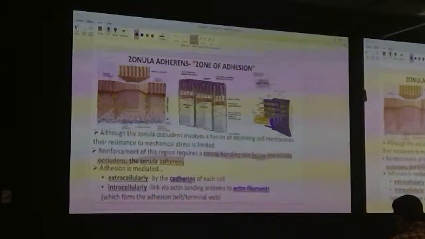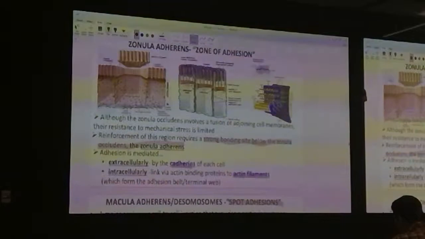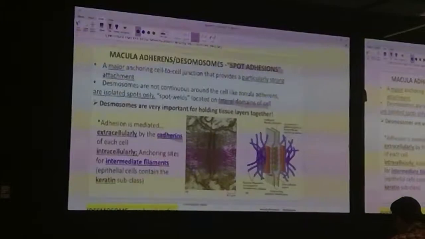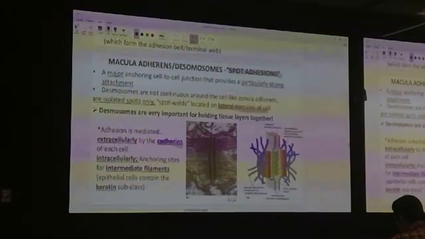Okay, so the zonula adherens is cadherins and actin. And that's all you need to know. Okay, so desmosomes are cadherins and intermediate filaments. And just know that these are what allow the cells to stick together.